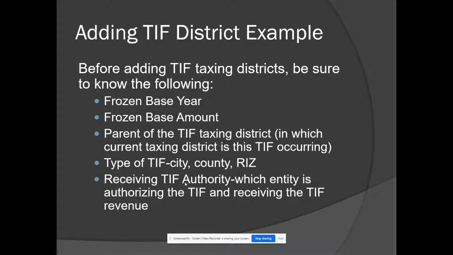You need to know the frozen base year. You need to know the frozen base amount. You need to know the parent, as I mentioned, of the TIF taxing district. Where is this TIF actually occurring? Which existing tax district is this actually occurring in? You need to know the type of TIF. Is this a city TIF? Is this a county TIF? Is this a rural improvement zone? Like, who is doing this TIF? And the receiving TIF authority. So specifically, which entity is authorizing the TIF and also receiving the TIF revenue?